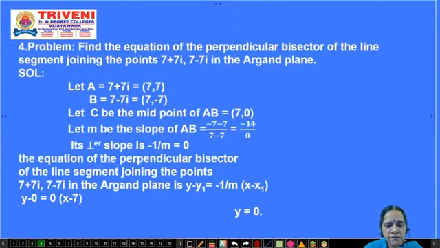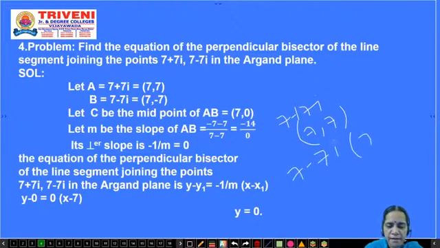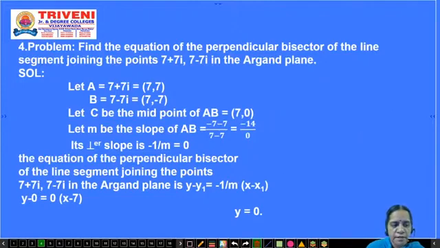Find the equation of the perpendicular bisector of the line segment joining the points 7 plus 7i and 7 minus 7i in the Argand plane. The point 7 plus 7i can be written as (7, 7), and point B, 7 minus 7i, can be written as (7, -7). Therefore, A is (7, 7) and B is (7, -7).